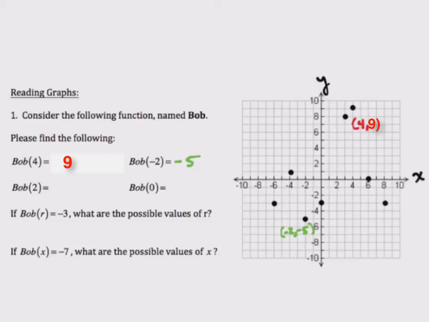How about Bob of +2? Well, let's find +2 on our input axis, and you know what? It appears that there is no point for which 2 is an input. It's just not part of the function. So what we'd say here is that this function Bob is not defined for an input of 2. The only inputs it appears it can have are -6, -4, -2, 0, 3, 4, 6, and 8, but not +2. So we say that Bob of 2 is not defined, it's undefined.